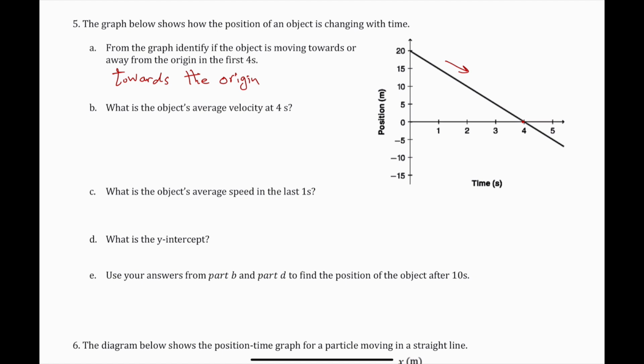B. What is the object's average velocity at 4 seconds? So from this point to this point, let's choose any 2 points. Let's say 3. Here we take 1 point, and then we go the horizontal line is 5, and we can take from 1, we draw a vertical line, then horizontal line.